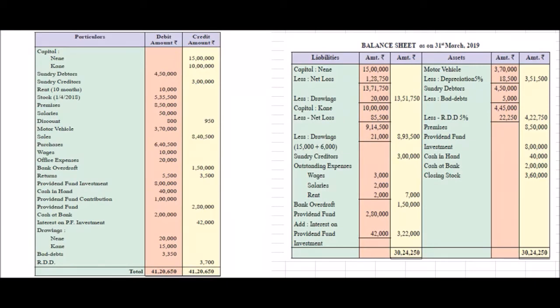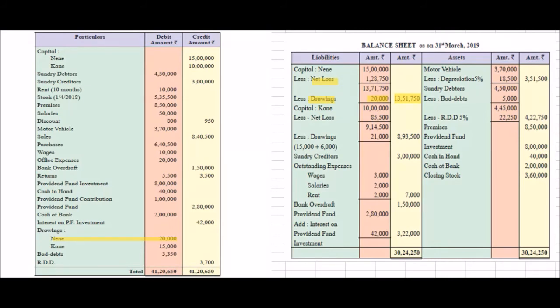And their drawings are also there, and we need to deduct the drawings also. Nene withdrew an amount of 20,000 rupees, that is coming here. So from the opening amount, we need to deduct the net loss amount and drawings. Then we got an amount of 13 lakhs 51,750 rupees as the capital account of Nene.